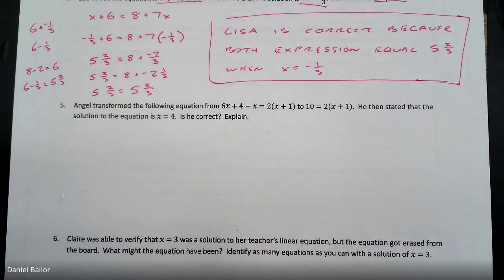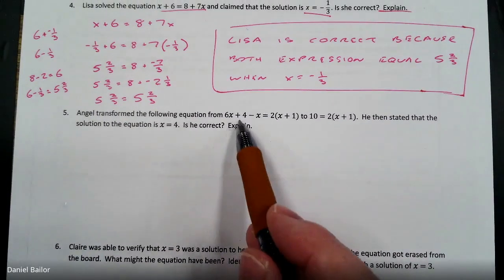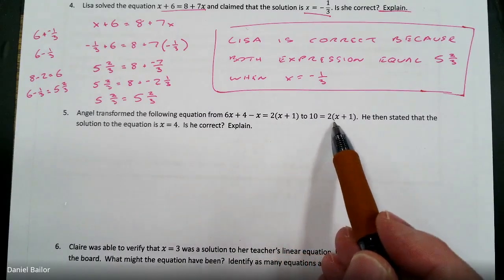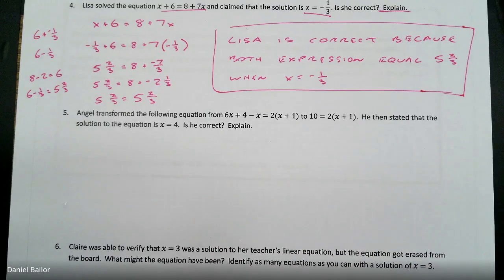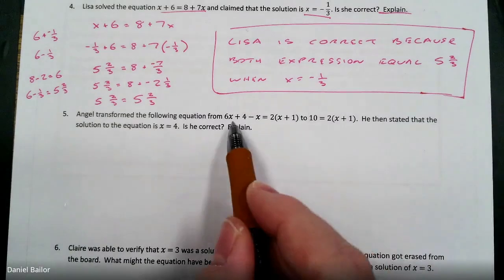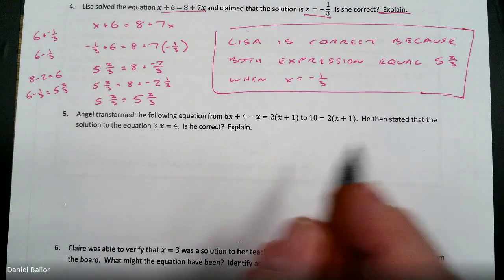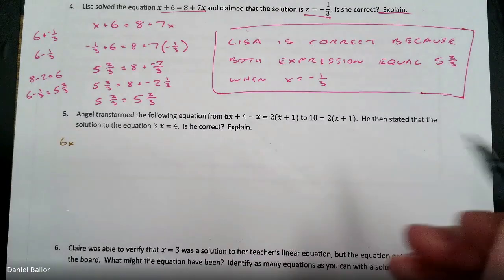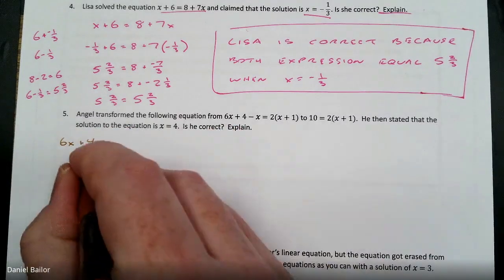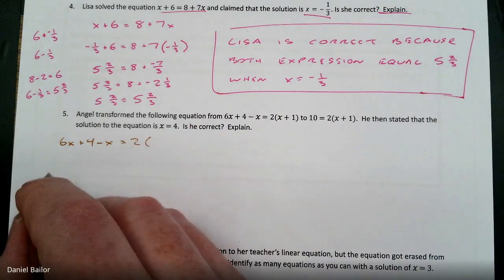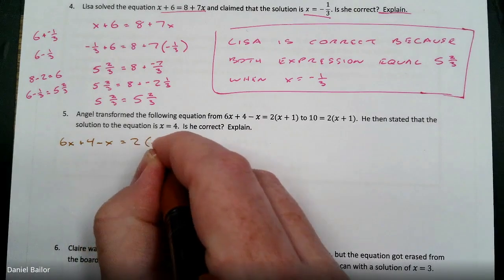Angel transformed the following equation from 6x plus 4 minus x equals 2 times the quantity x plus 1 to 10 equals 2 times x plus 1. He then stated that the solution to the equation is x equals 4. Is he correct? Well, Angel did some work. He simplified this equation. So first, let's see if he simplified it correctly. He started with 6x plus 4 minus x equals 2 times x plus 1.